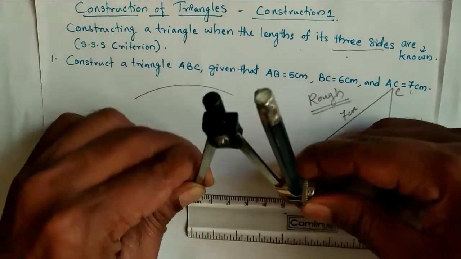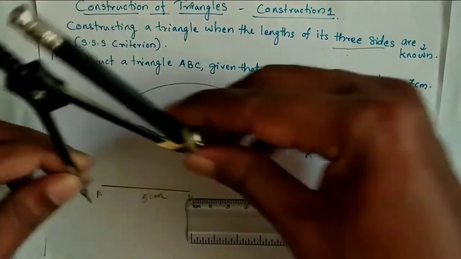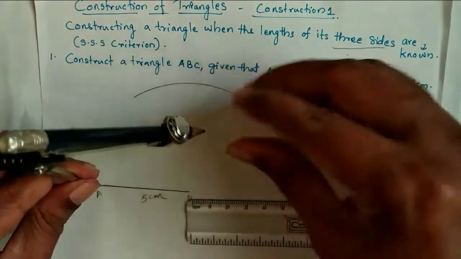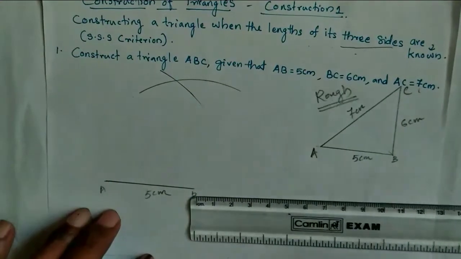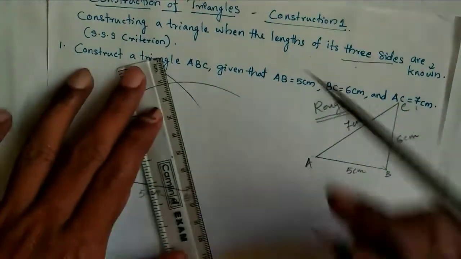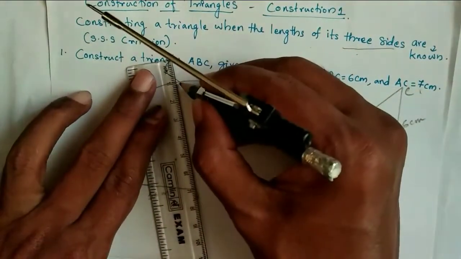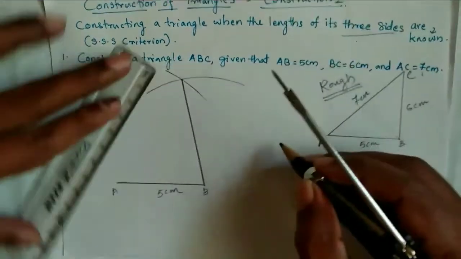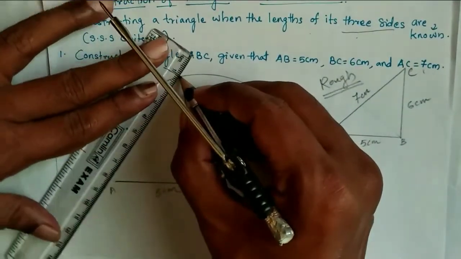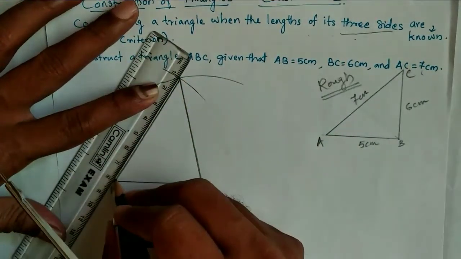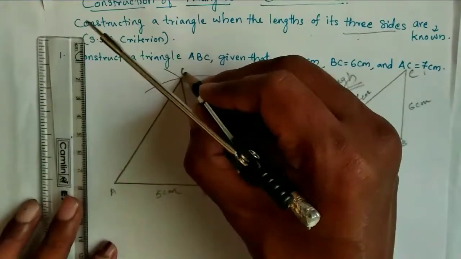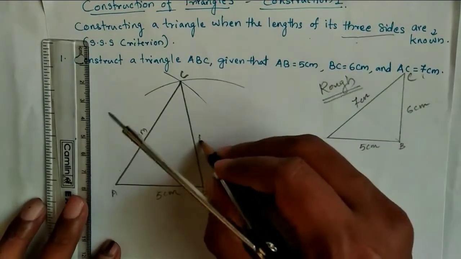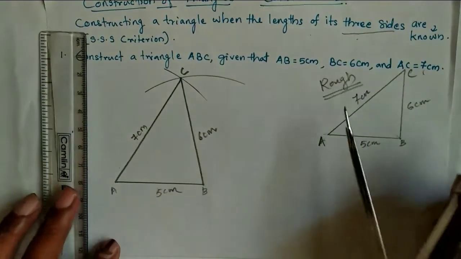In the same way, take 7 centimeter on your compass, put your compass on A, and cut the previous arc. So you will get an intersection point. Draw lines from that intersection point to B and from that point to A. That intersection point is C. So this is the required triangle ABC.